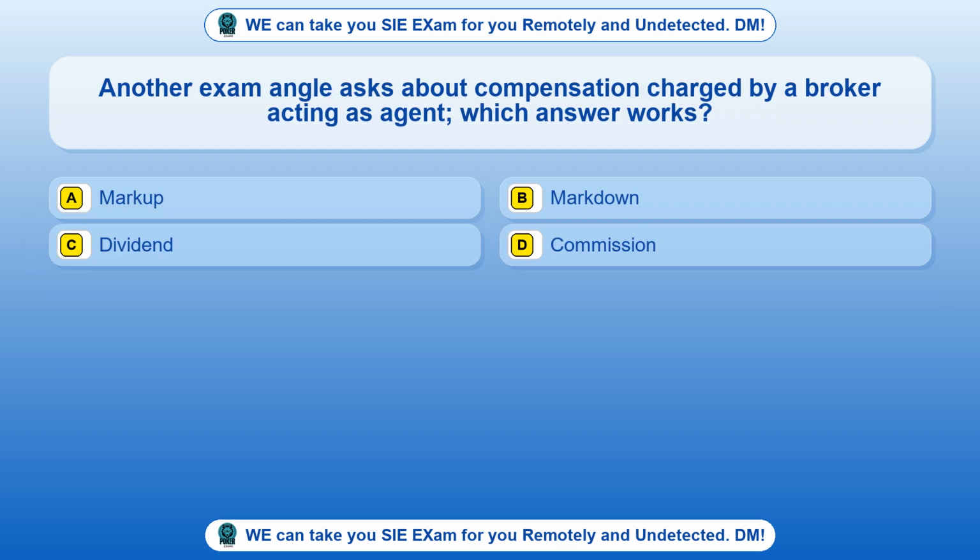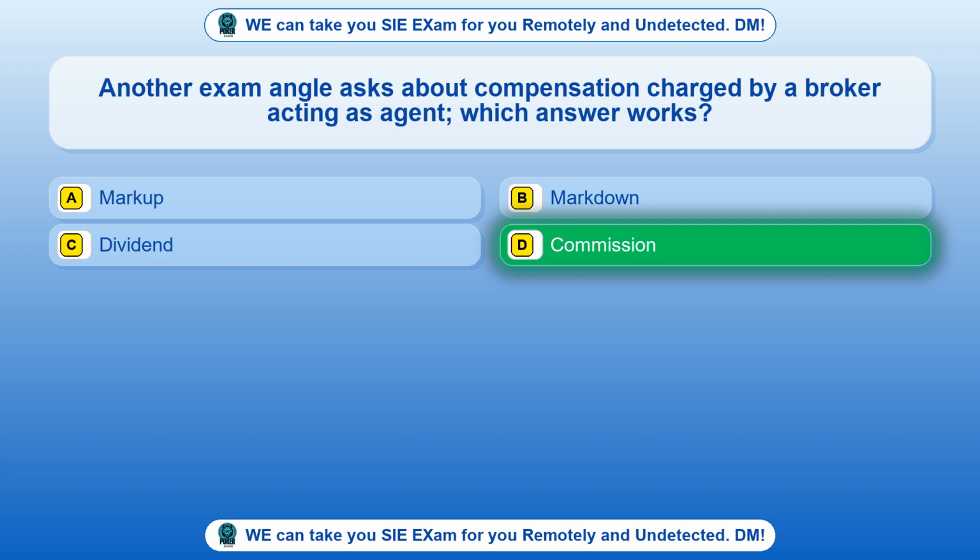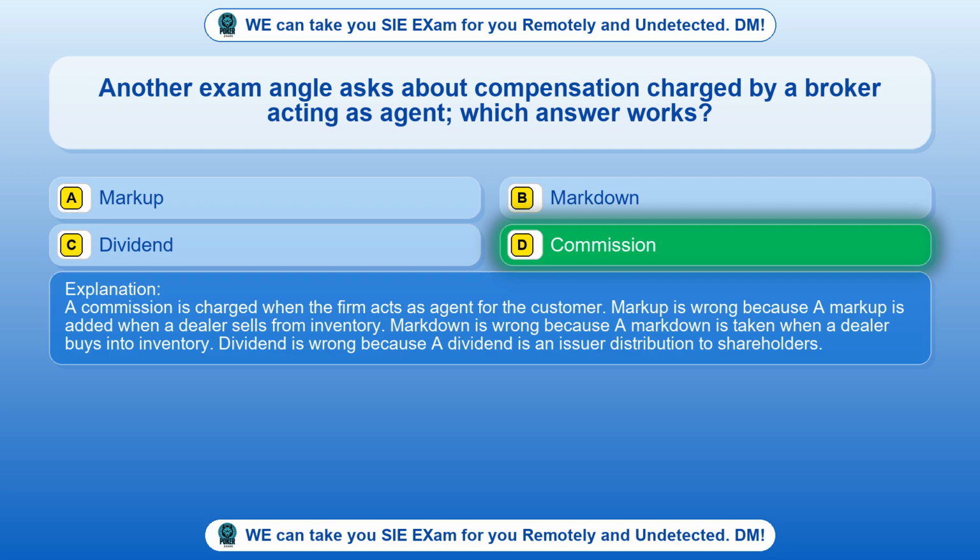Question 40. Another exam angle asks about compensation charged by a broker acting as agent. Which answer works? Option A, markup. Option B, markdown. Option C, dividend. Option D, commission. The correct answer is option D, commission. A commission is charged when the firm acts as agent for the customer.